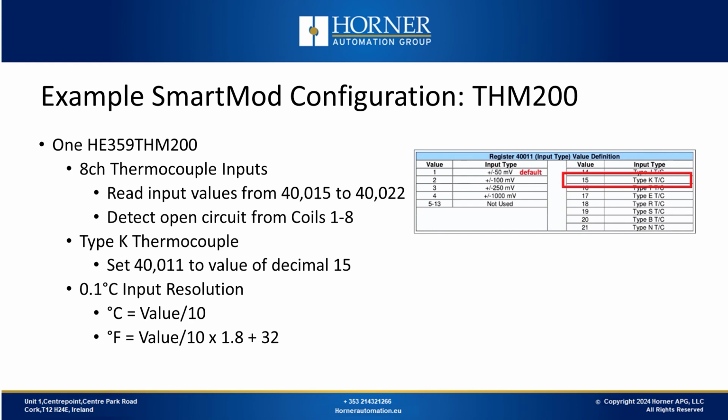Then the temperature values that we read will be coming into Modbus holding registers starting at 40015 to 40022 in 10th degree Celsius increments. So if we want to leave these values in degrees Celsius, then we will convert that analog value we read over Modbus into a floating point value and divide it by 10. If we want to convert them to degrees Fahrenheit, we will take that Modbus value, convert it to floating point and divide it by 10, then multiply by 1.8 and add 32.